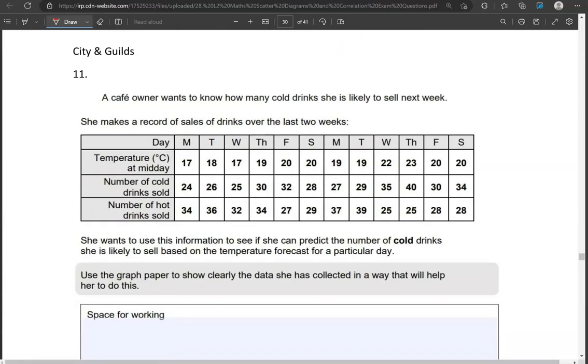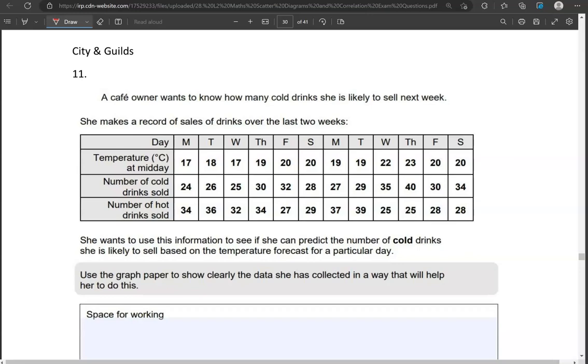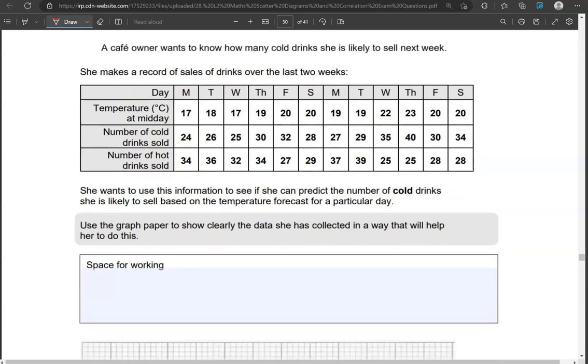A cafe owner wants to know how many cold drinks she is likely to sell next week. She makes a record of sales of drinks over the last 2 weeks. She wants to use this information to see if she can predict the number of cold drinks she is likely to sell based on the temperature forecast for a particular day. Use the graph paper to show clearly the data she has collected in a way that will help her to do this. We have space for working out.